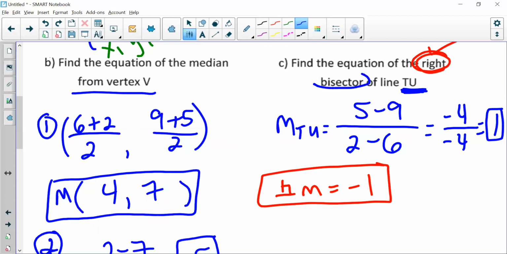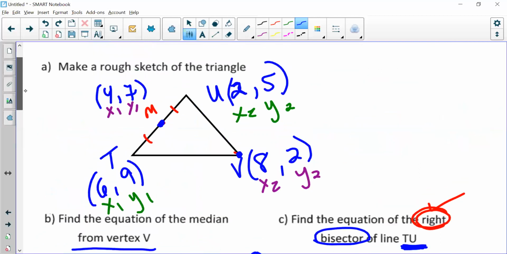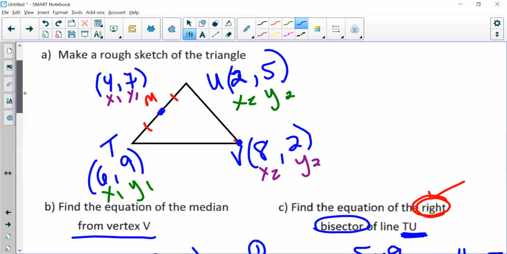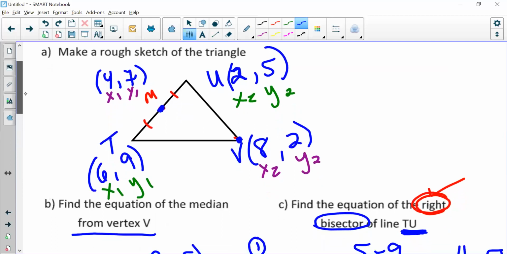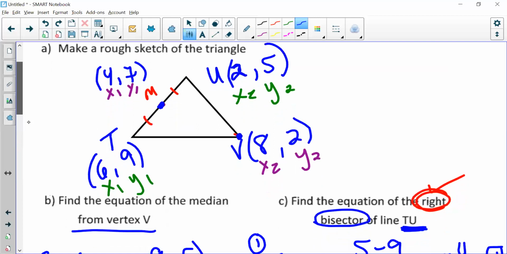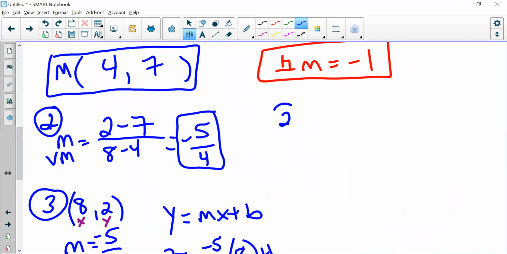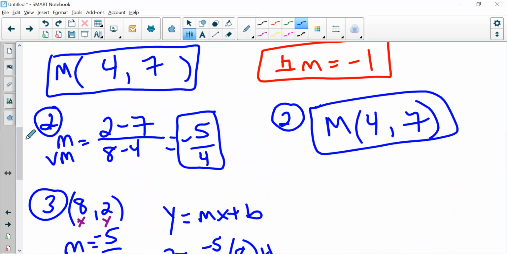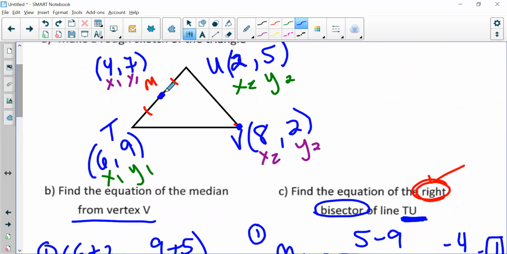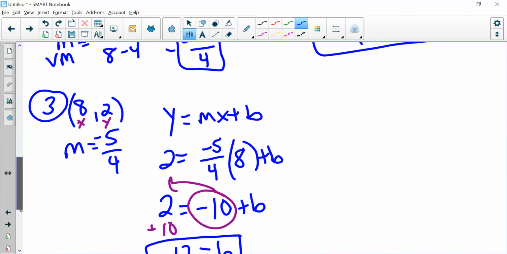Now what am I looking for? Bisector. The midpoint. Good, Matt, which we already have, is 4, 7. We found it over in the other one. So the midpoint is 4, 7. So we can keep moving. I have my slope, -1, and I have a point on my line. So what am I going to find? Y-intercept. Very good.